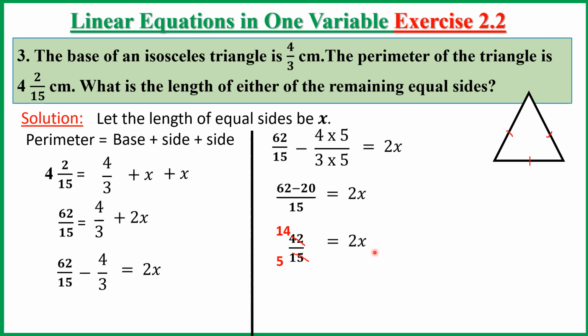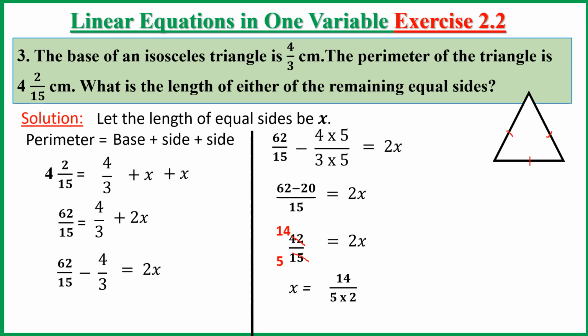Here 2 is multiplied with x. So when it is transposing, it will become division. So our x is equal to 14 by 5 into 2. Here it was multiplied with 2. When it comes over here, we are dividing. So 14 divided by 5 into 2.